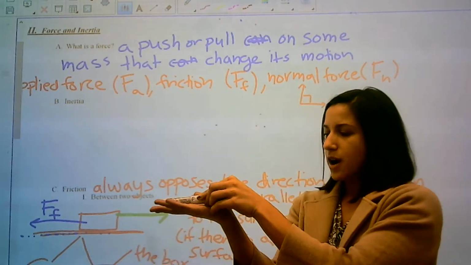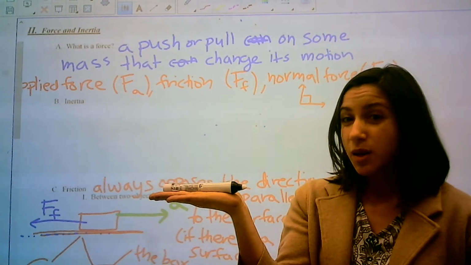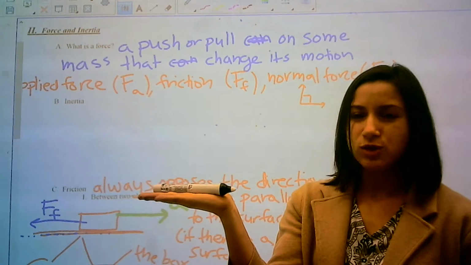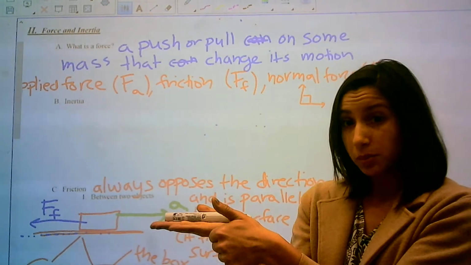So if you think about it, I have this pen resting on my hand. Every single object on Earth is going to experience that force due to gravity pulling it down, but we also have that normal force pushing it up, okay?